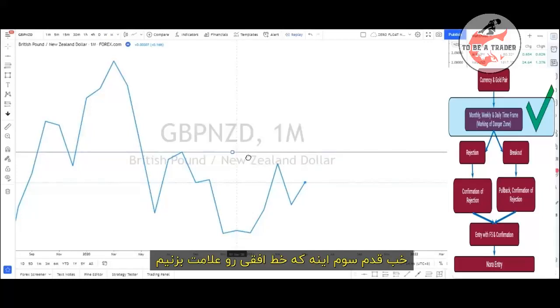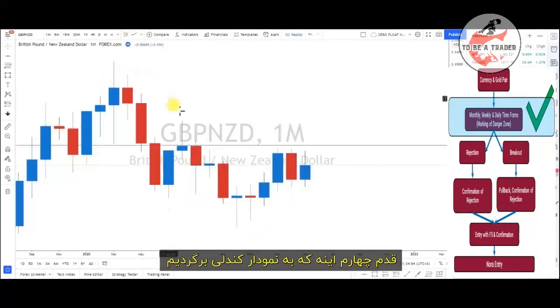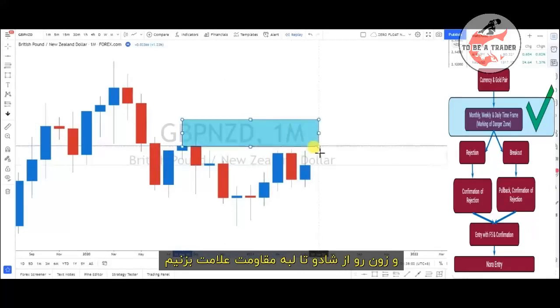Okay, this third step is to mark the horizontal line. Since this is a monthly time frame, we do not need to mark the second movement. So step 4, go back to the candlestick chart and mark our zone, from the shadow all the way to the edge of the resistance.